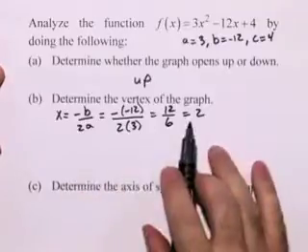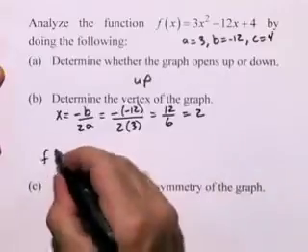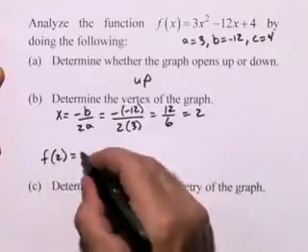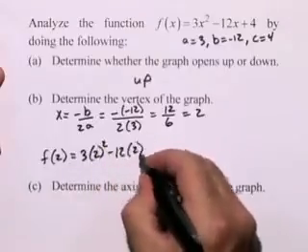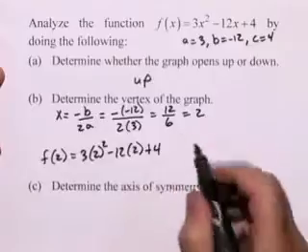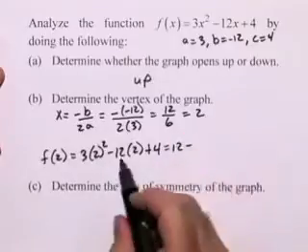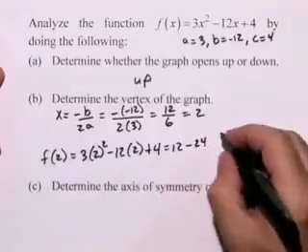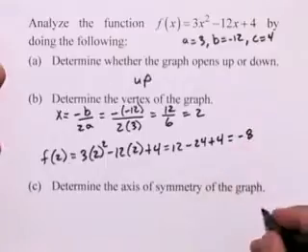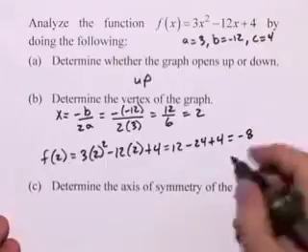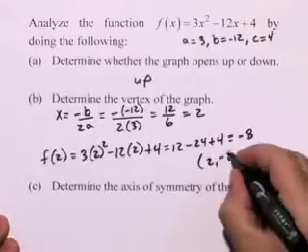We can get the y-coordinate of the vertex by evaluating our function at x equal to 2. That is, we're going to find f of 2, which will be 3 times 2 squared minus 12 times 2 plus 4. 2 squared is 4, 4 times 3 is 12, 12 times 2 is 24, so we'll have 12 minus 24 plus 4, which is equal to negative 8. So the vertex of the graph will be the point (2, negative 8).